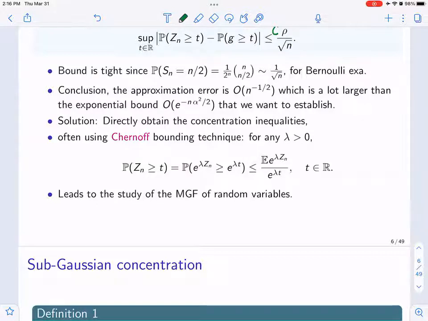Once I take the exponential of both sides, the exponential is monotone, right? So it's one to one. So this event is the same as this event, okay? There's nothing lost here. Now I have this inequality. What is this inequality here?